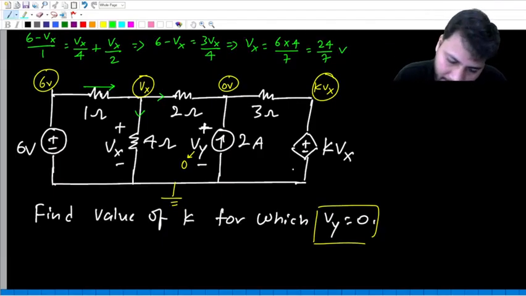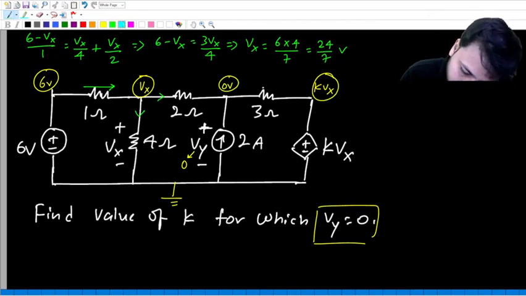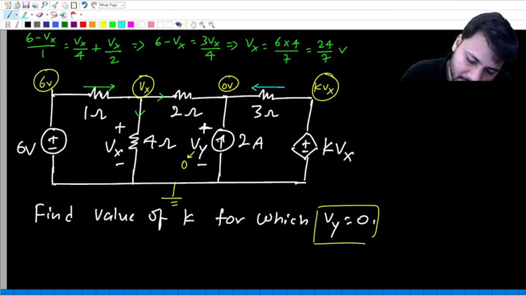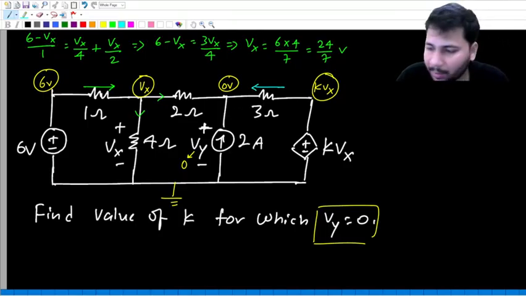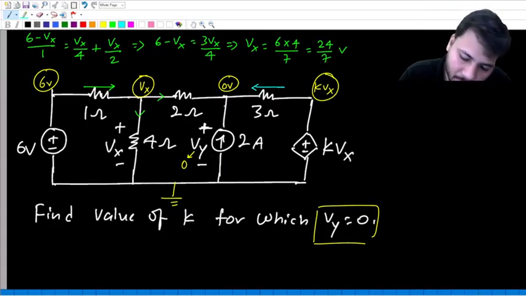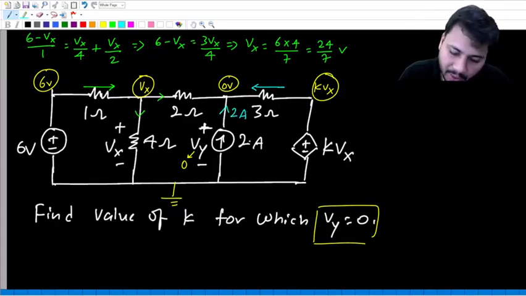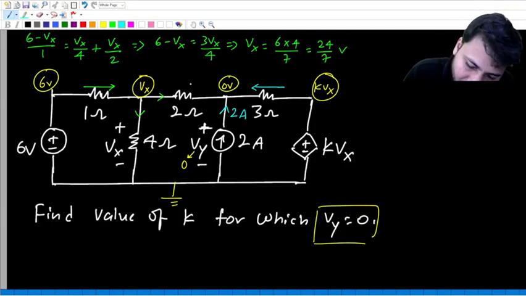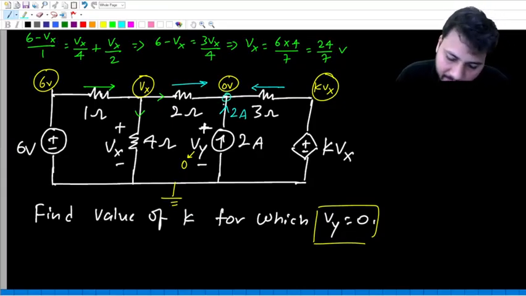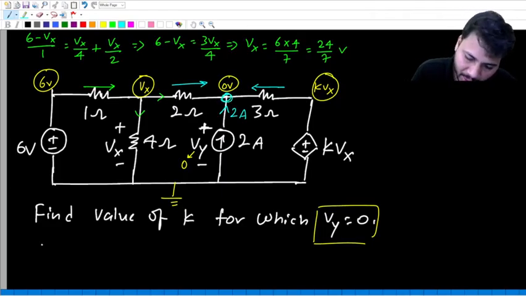Okay. Now, what is this current? K Vx minus 0 by 3. See, even though the drop across the 2 ampere current source is 0, still the current in this branch will be equal to 2 ampere. So what is this current? It is 2 amps. Okay. And then what is this current? Vx minus 0 by 2. Now at this point, can't we write KCL? This current is entering, 2 is entering, this current is also entering. So what is KCL at this point?